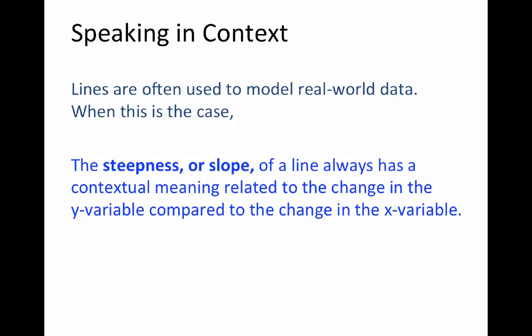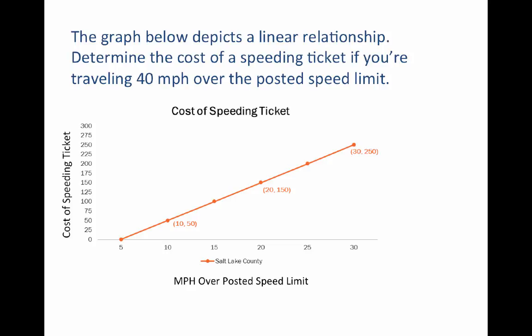Let's look at one more example. The graph below depicts a linear relationship. Determine the cost of a speeding ticket if you're traveling 40 miles per hour over the posted speed limit. Pause the video while you see if you can figure out what the cost of the speeding ticket would be if you're traveling 40 miles per hour over the posted speed limit.